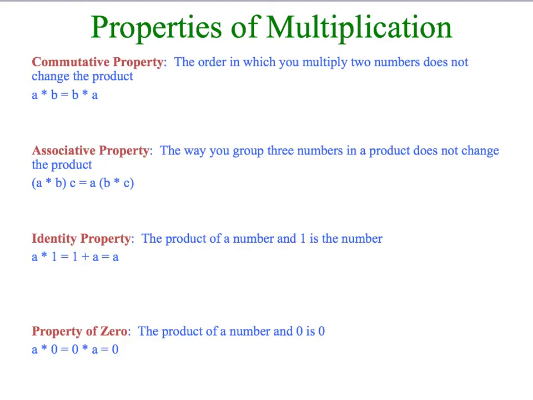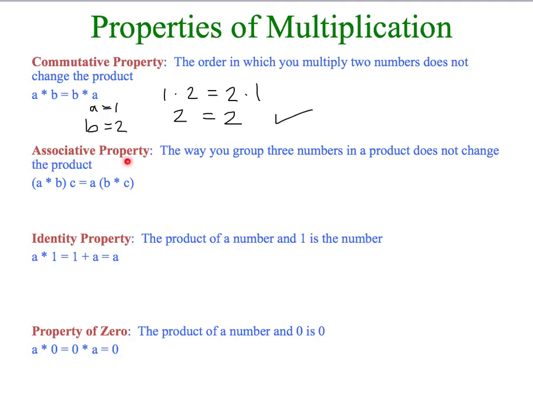Let's test this out using numbers. We'll say a is equal to 1 and b is equal to 2. So we're going to say a times b, which is 1 multiplied by 2, is equal to b times a, which is 2 multiplied by 1. 2 times 1 is 2, and 2 times 1 is also 2. So we know that that works.